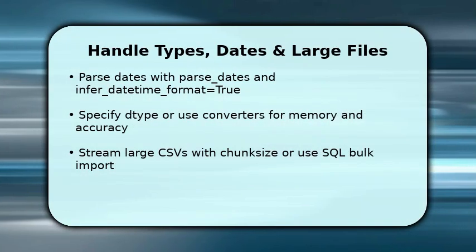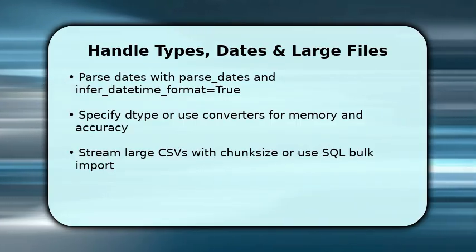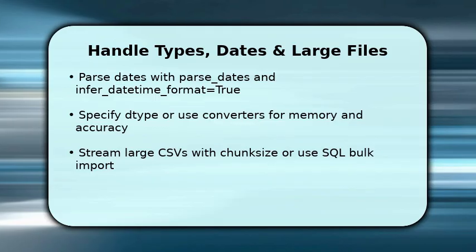Once you have the raw data frame, fix the middle of the pipeline. Convert types and parse dates. Use read_csv with parse_dates=['date'], infer_datetime_format=True to speed parsing, and specify dtype, ID as Int64, flag as bool, or pass converters for custom logic.